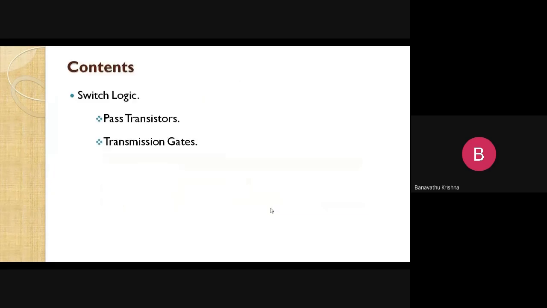From that, these are the contents here: switch logic. I am going to design one switch logic, and also discuss what is meant by switch logic and what methods we are going to use to implement such a switch logic using various transistors such as MOS transistor, PMOS, NMOS, and which one is going to be preferred and why.